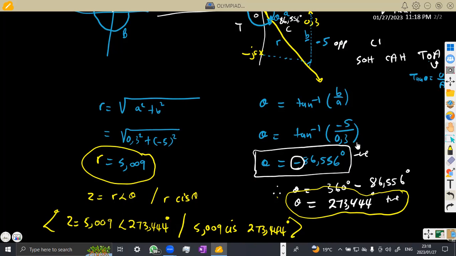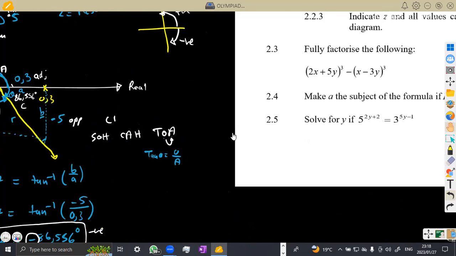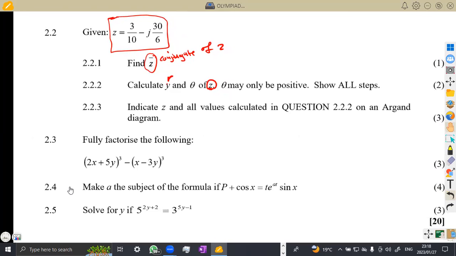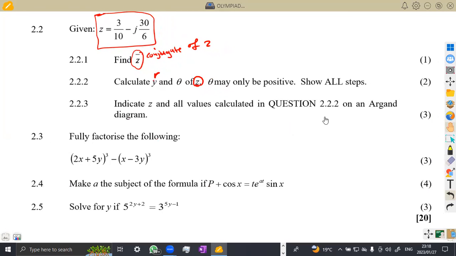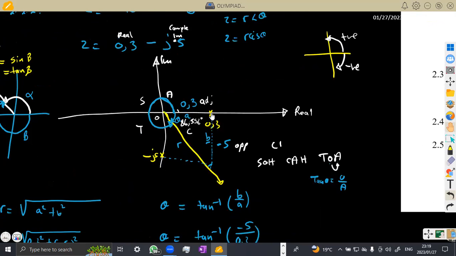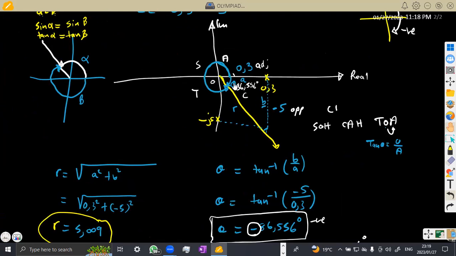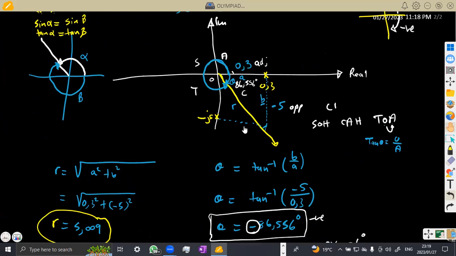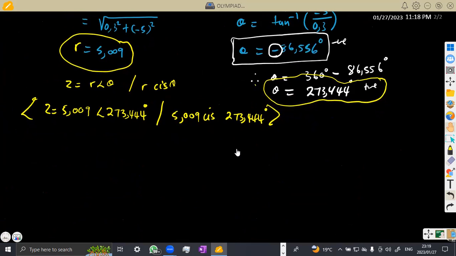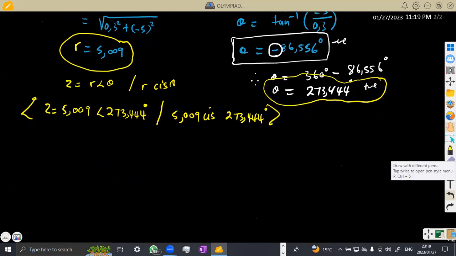Okay, anyways, let's continue to the other part of the question, which is 2.23. On 2.23, we are now asked to indicate all values calculated in 2.22 on the Argand diagram. Already we have drawn the Argand diagram, but that was when it was in rectangular form, which is the Cartesian form. So we're going to have the same diagram, but representing the values we calculated, which are in polar form. So this was 2.23.